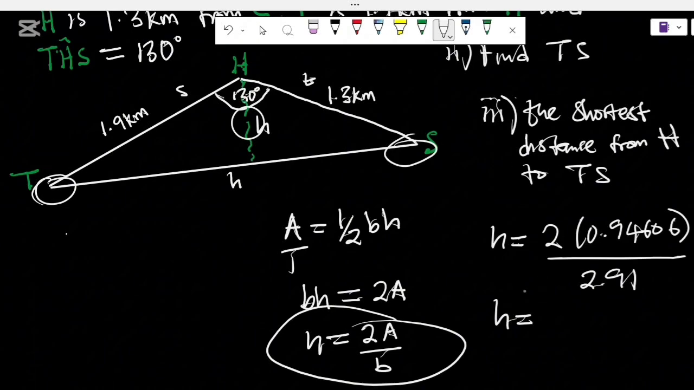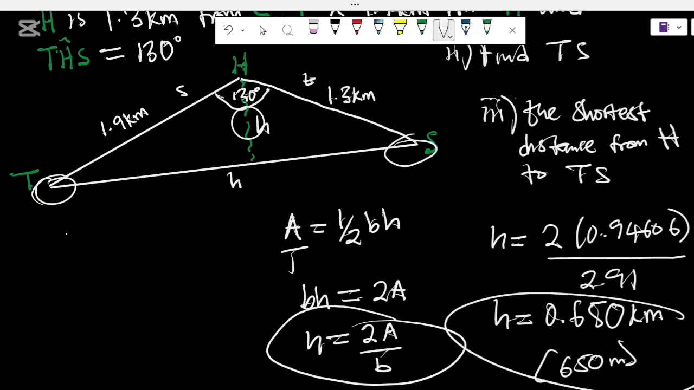So H here is equal to, so this is going to give us 0.650 kilometers, which in meters is actually 650 meters. So this is our shortest distance.